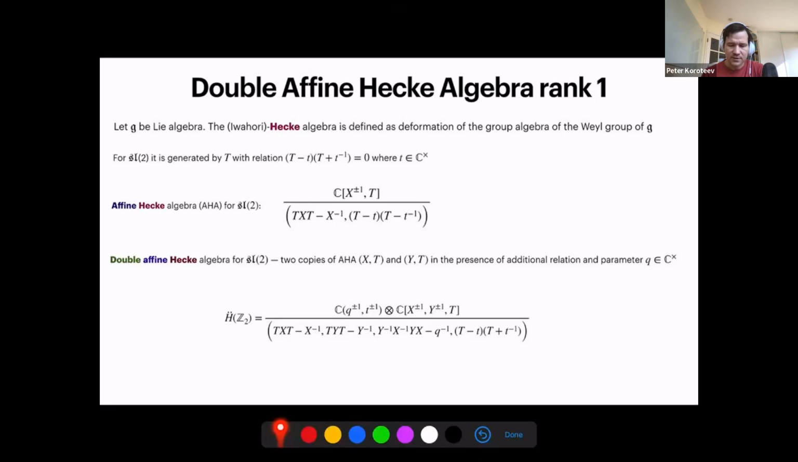And then finally, DAHA is two copies of AHA. So there's AHA generated by x and t, and by y and t, in the presence of an additional relation, and the parameter q also takes values in C star, and this is it. So we have the field of fractions, rational functions of q and t, tensored with a polynomial ring of x, x inverse, y, y inverse, and then there's the AHA relation for x and for y. This is the stuff we saw before from Hecke, and there is this quadratic relation that binds together x and y.